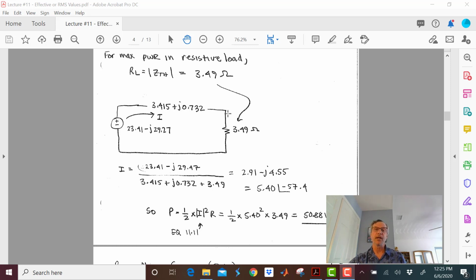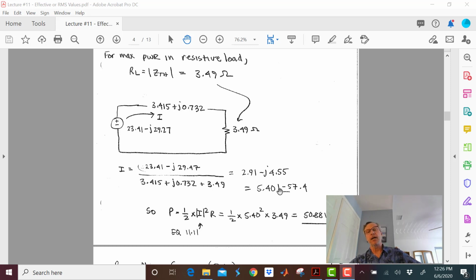So I don't have to worry about the exact phase of that current because average power doesn't rely on phase. So go back to that piece in the last lecture if you didn't get that, because this can save you a lot of time on exams. So the power is 1/2 times the magnitude of the current, 5.4 squared, times 3.49 is 50.88 watts.